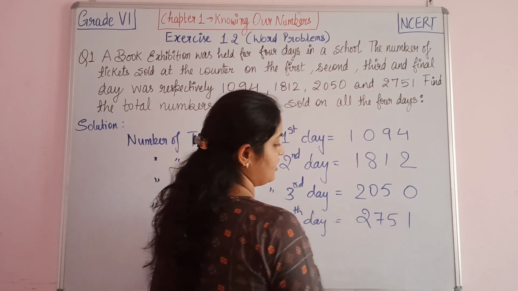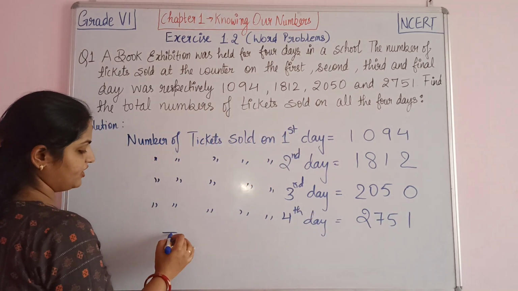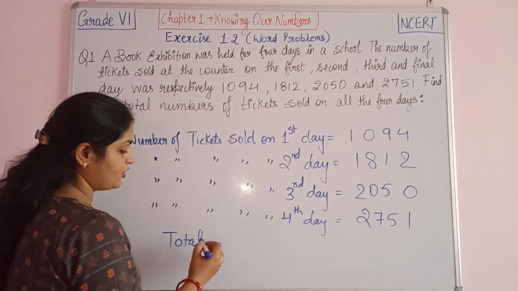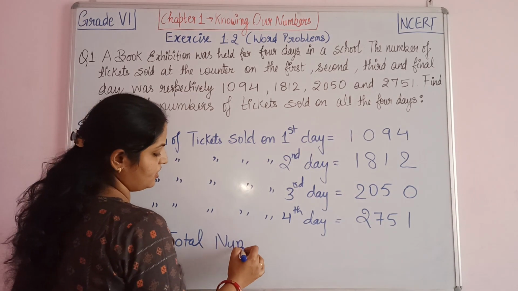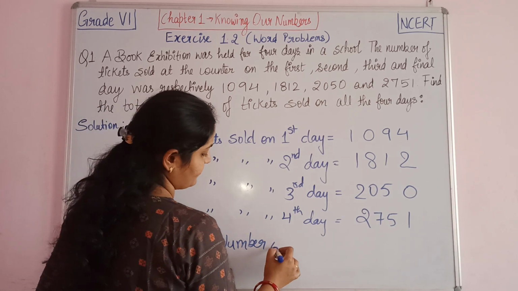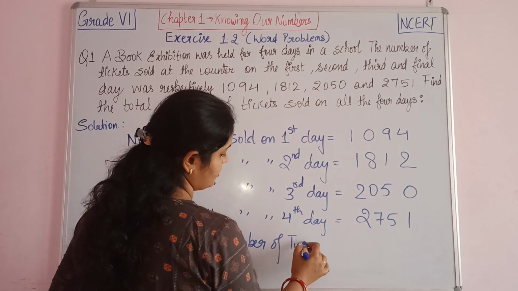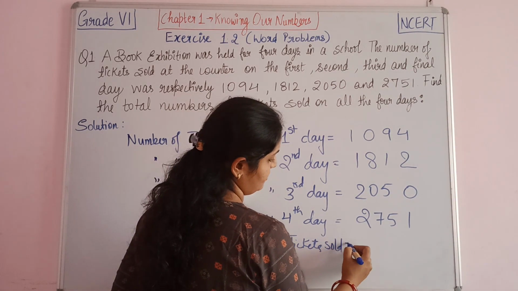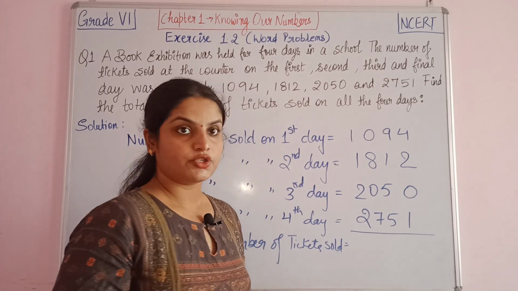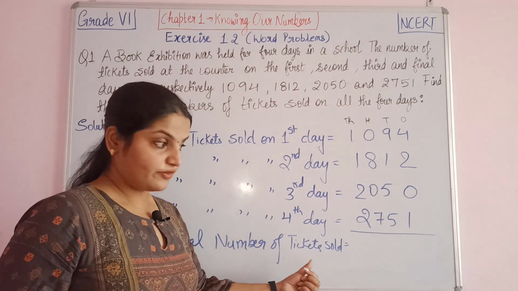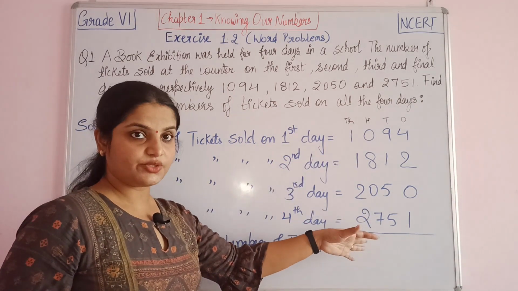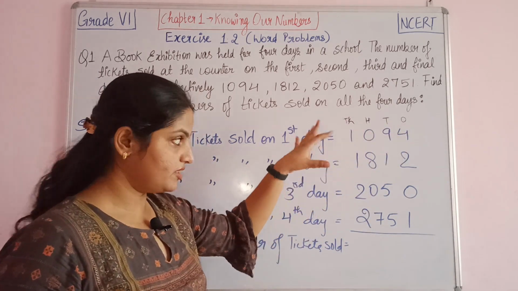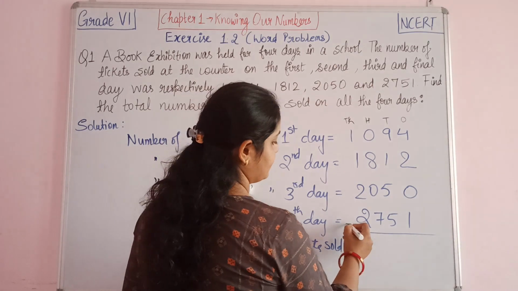So what are the total number of tickets sold? For finding total number of tickets sold, we have to basically add all the 4. Okay, so total number of tickets sold is, add all the 4. So for finding the total number of tickets sold, what we have to do? We need to add them. So I have given them the place values, ones, tens, hundreds, thousands. Now simply add these. Let's add them.